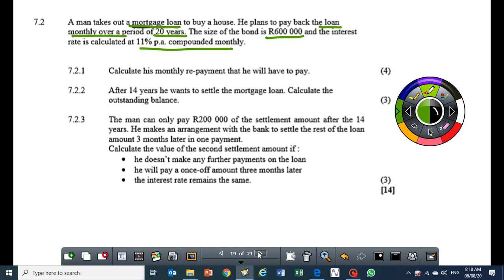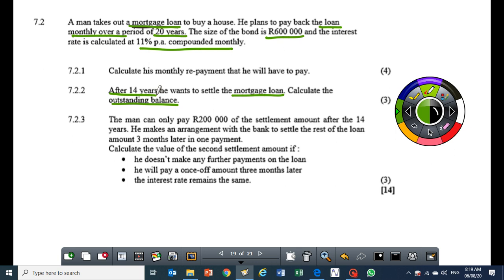The next one says, after 14 years, he wants to settle the mortgage loan, calculate the outstanding balance. Right? Now, after 14 years, maybe you won a lotto and decided to pay it off, or maybe you got some extra money from whatever source, so you wanted to pay it off. Or maybe he was involved with some illegal deal or something. All right, calculate the outstanding balance. So this is 14 years now, we want to pay it off.